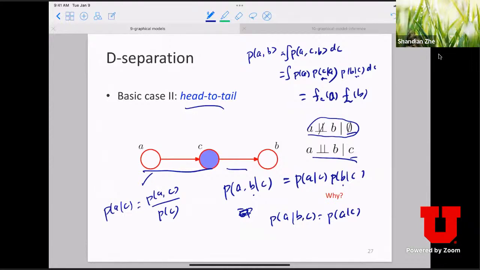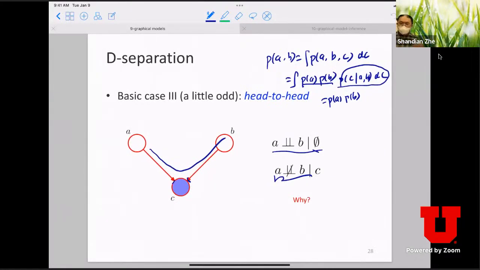Okay. So for the tail-to-tail and head-to-tail cases, once the intermediate node C is observed, we see A and B are independent, meaning conditionally independent. If C is not observed, meaning it's conditional on nothing, then A and B are dependent. But for the head-to-head case, the conclusions are just the opposite. If C is not observed, meaning it's conditional on nothing, then they are independent. Otherwise, if the intermediate node C is observed, then usually they are dependent. So just be aware, there's a difference here.